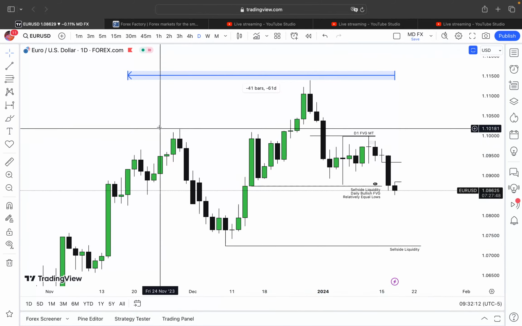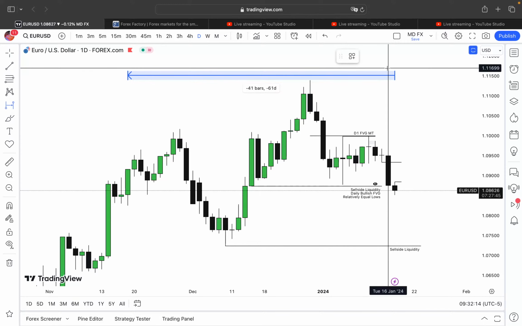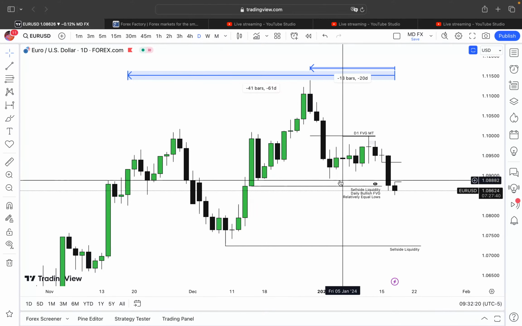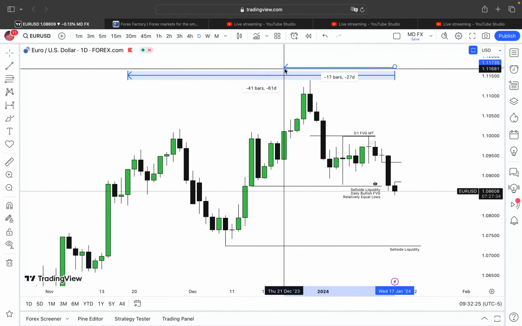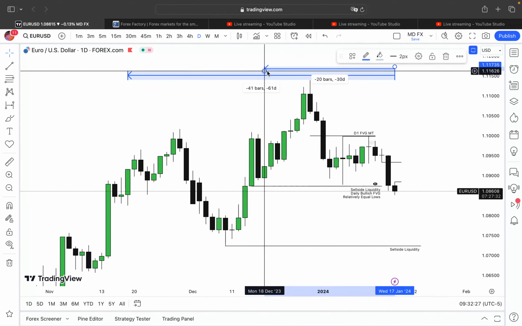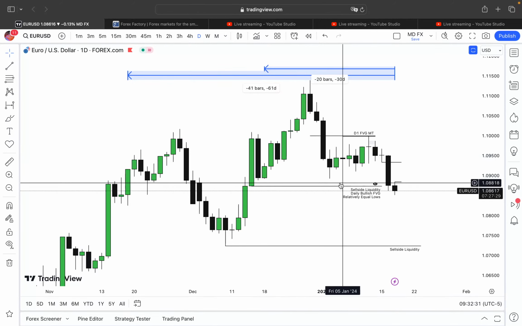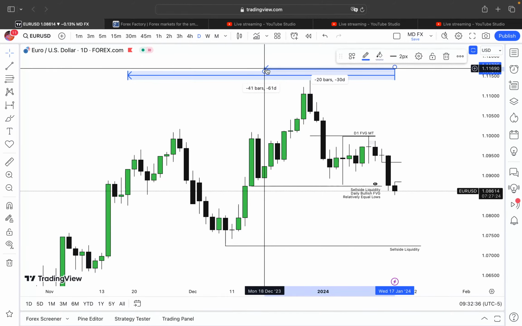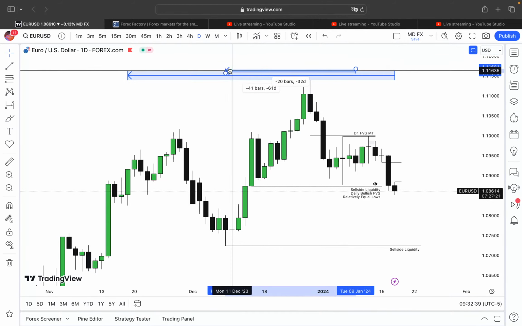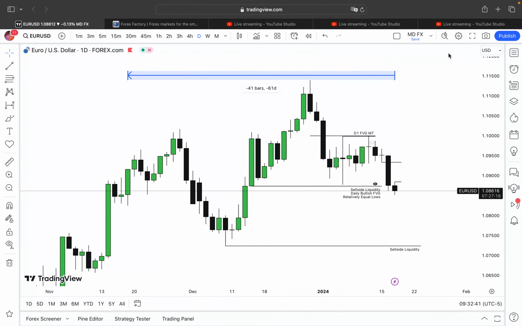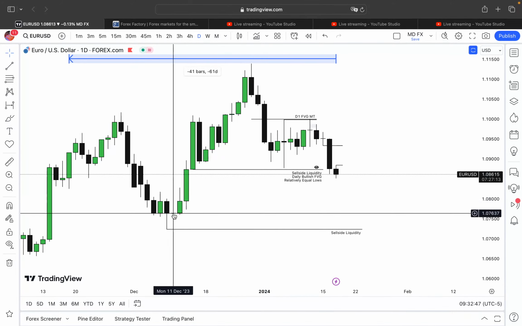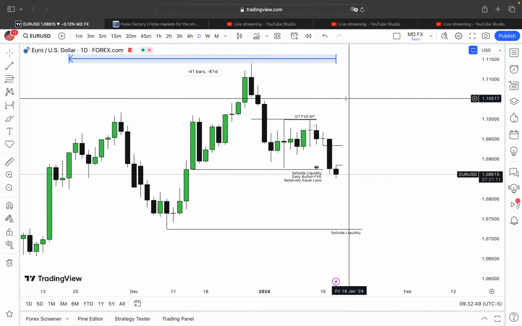So first, on the 20-day IPDA, what did we have? We had this low as our sell side liquidity. On the 30-day IPDA, we still had this low as sell side liquidity. On 60 days, we have this low as our sell side liquidity. So what we're going to do is take this out before we get any reversal.